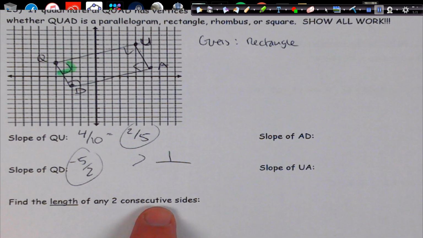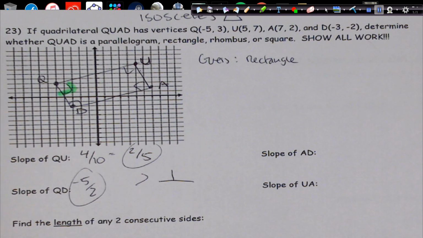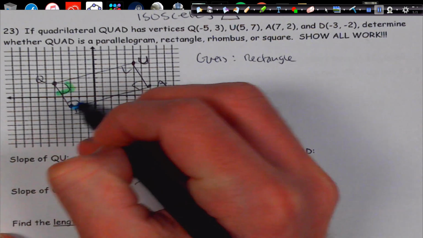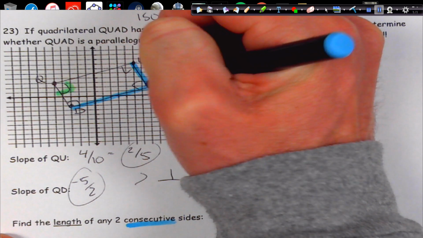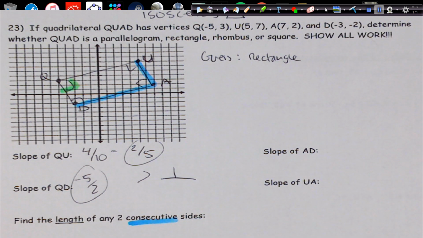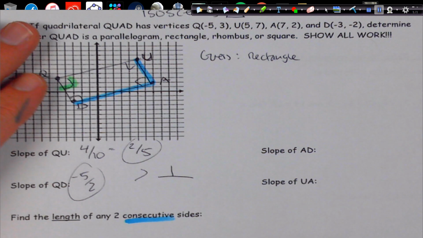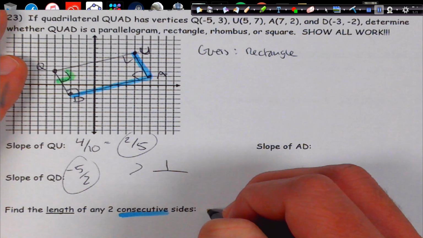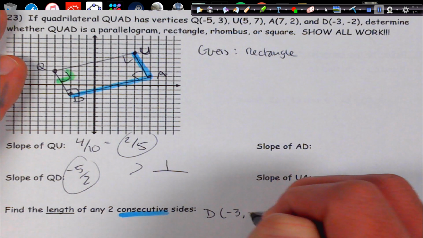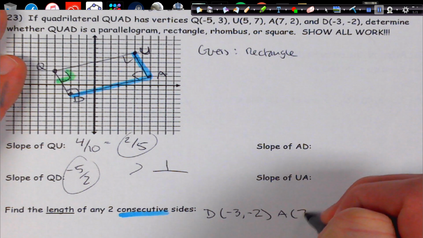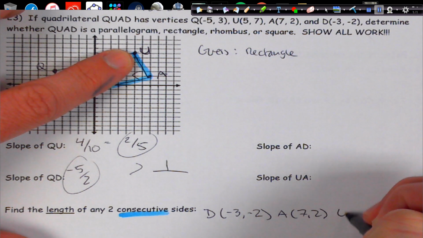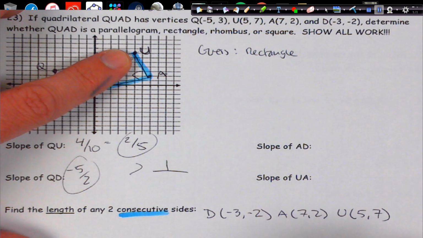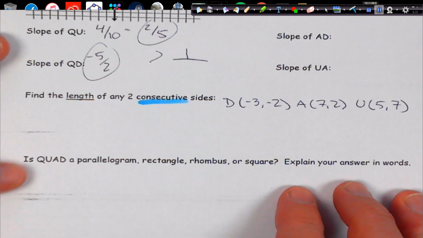It says 2 consecutive sides. An example of consecutive sides would be like AD and UA. They're right next to each other, so if I found the distance of those two, if they were different distances, then we would be able to go ahead and say, yes, these are different. So I'm going to go ahead and find the lengths of those. I'm going to rewrite -3, -2 down here, and A and U. Those are the only 3 points I'm actually going to use in the distance formula here.